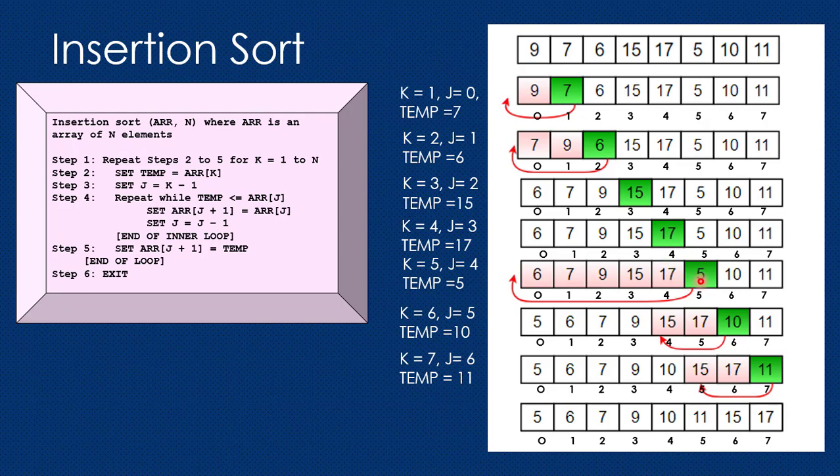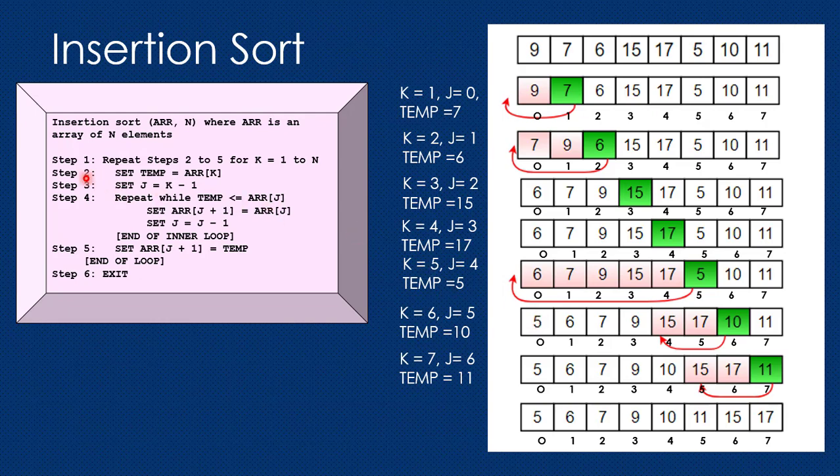For example, take 5. Where do I have to insert 5? Is 5 greater than 17? No. So 17 moves here, and 5 is less than 15, so 15 moves here, and 5 is less than 9, 9 moves here, and 5 is less than 7, 7 moves here, and 5 is less than 6, 6 moves here, and now we find room here for 5, and 5 will be kept here. So this is how your insertion sort works.